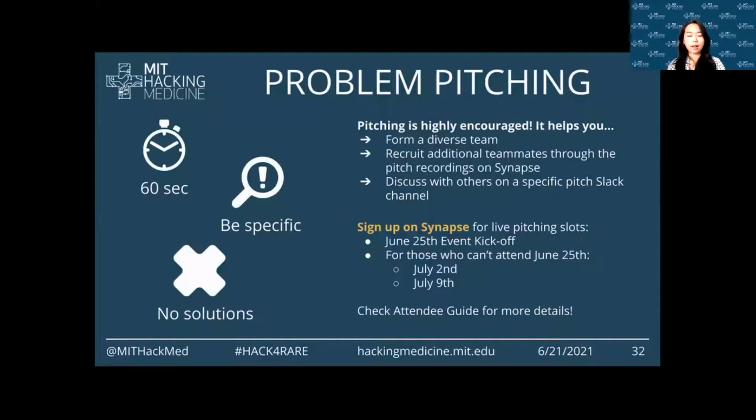So signups will open after this webinar for live pitching slots during the June 25th event kickoff. We highly suggest you sign up for one of these slots, but if you're not able to attend the June 25th event, there are also 2 more opportunities to pitch live during the weekly check-in meetings. That's on July 2nd and July 9th. You'll also be able to view recordings of the live pitches, and all of this is detailed in the attendee guide as well. Remember, you want to keep your problem pitch to 60 seconds, be specific, and not propose solutions just yet.